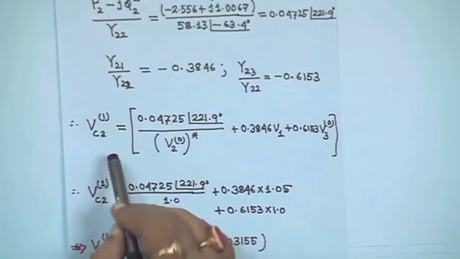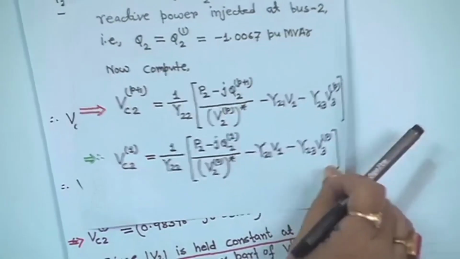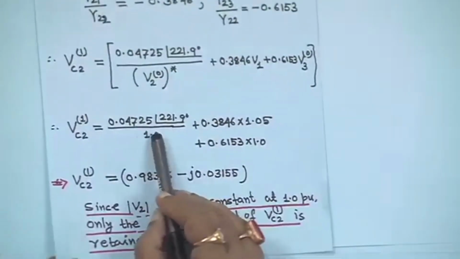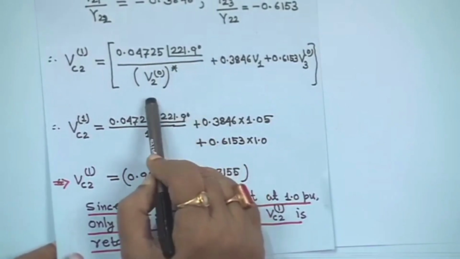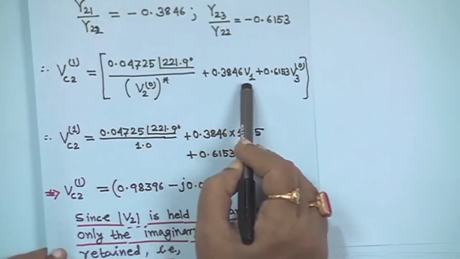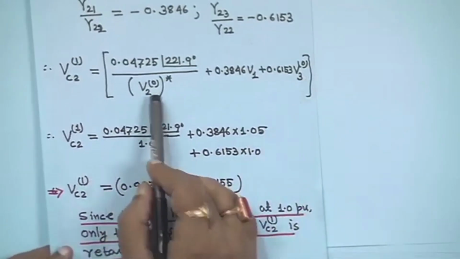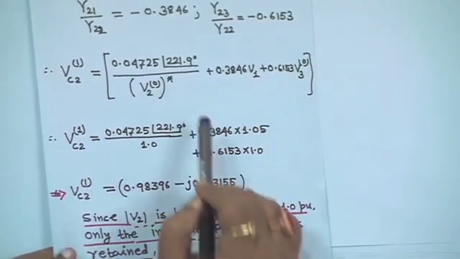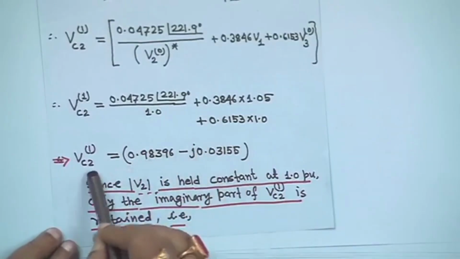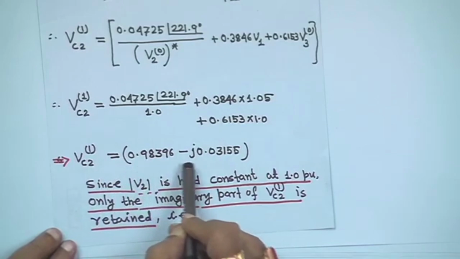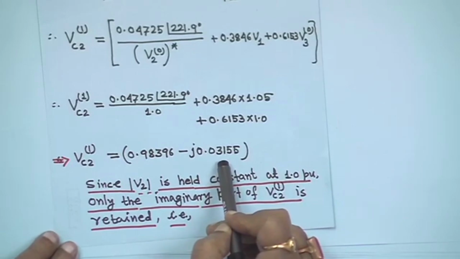With this, the equation for Vc2^1 will become 0.0472 angle 221.9 degree divided by V2^0 conjugate plus 0.3846 V1 plus 0.6153 V3^0, right. With this, V2^0 known, V1 known, V3^0 known, everything is known, so you substitute all, simplify and compute. It is coming Vc2^1 equal to 0.98396 minus j0.03155. If you take its magnitude, it is never 1, but we have to make it 1.